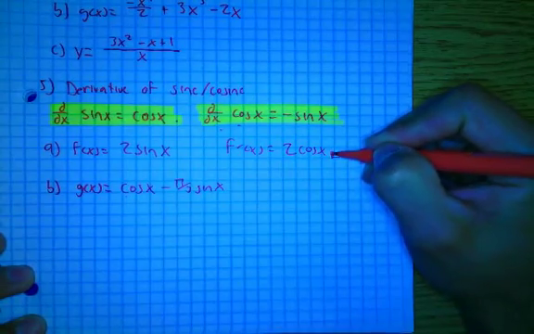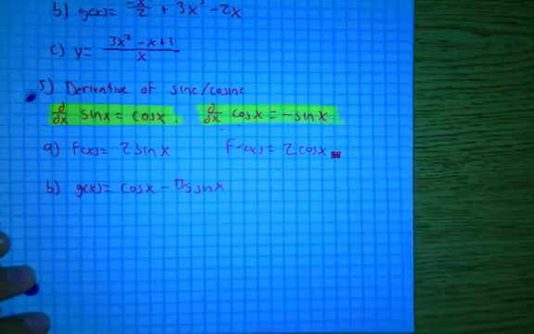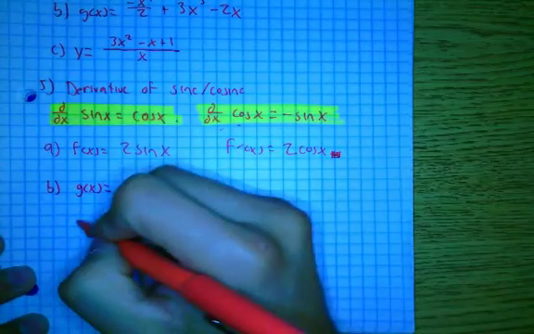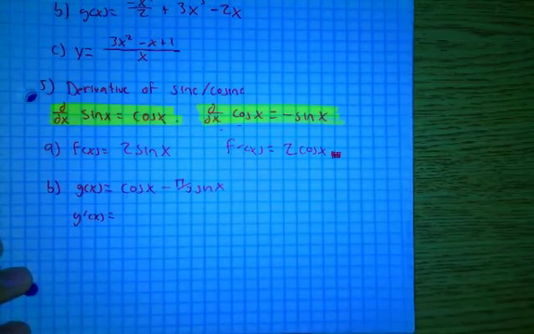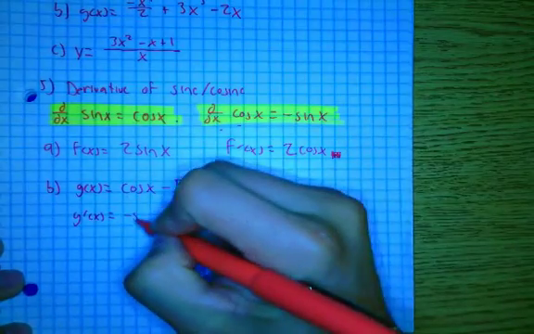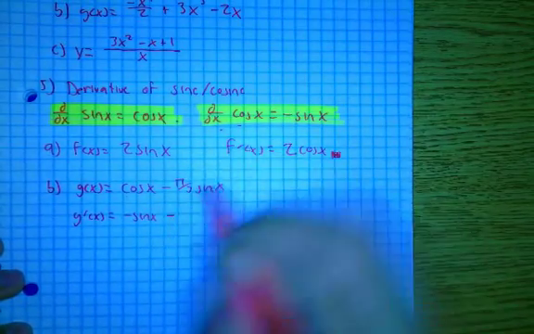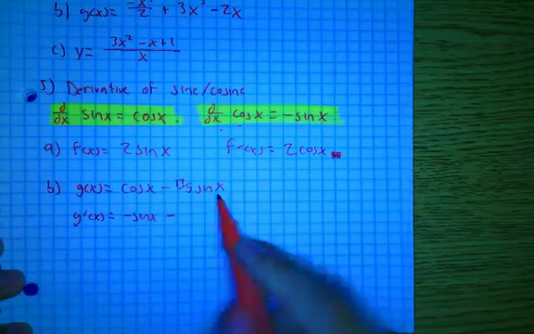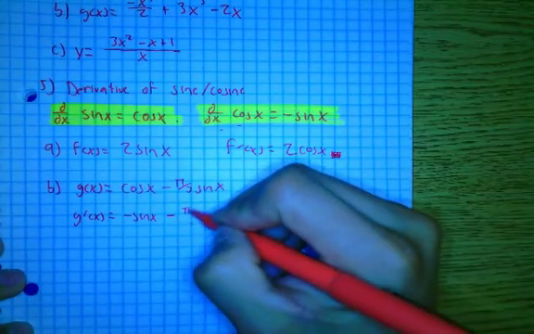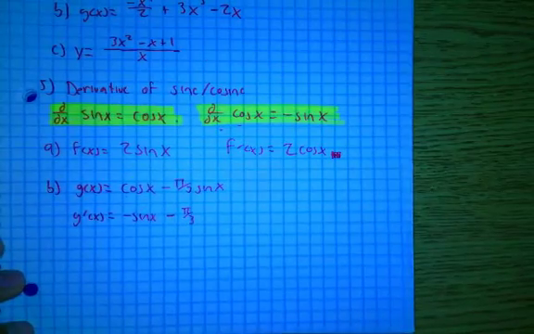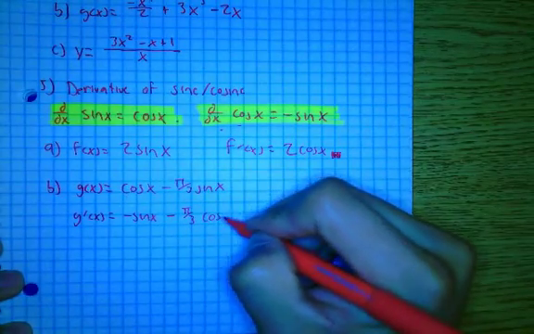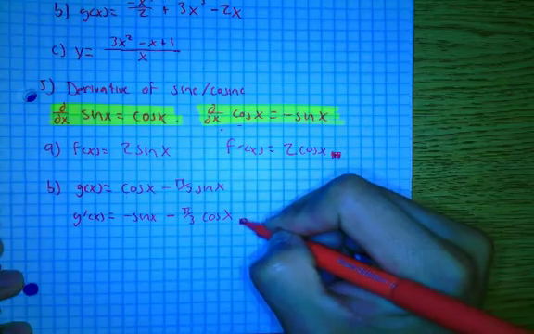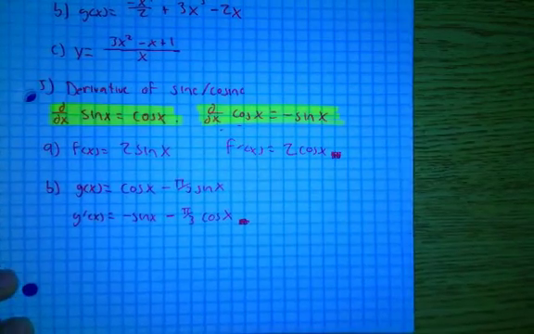Okay. Part B. So if we do g prime of x, take it term by term. Agreed? What's the derivative of cosine? Negative sine. Minus, again, you have a constant times a function, so I'm going to leave that constant there. And what's the derivative of sine? Cosine of x. And it doesn't simplify. You have negative sine of x minus pi over 3 times cosine of x.